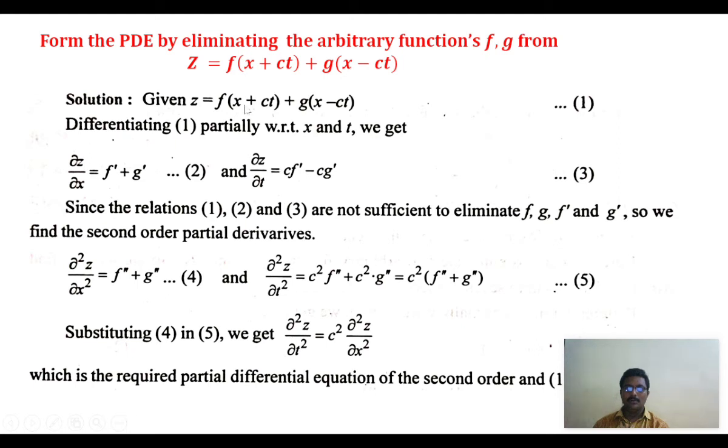Again, for f double dash, the derivative of x plus ct gives c. Already we have c, so c into c is c square. Minus g dash, the derivative of g dash is g double dash, and then the derivative of x minus ct is minus c. Already we have minus c, so minus into minus gives plus c into c square. Now taking c square as common, we get c square into f double dash plus g double dash. Let it be equation 5.